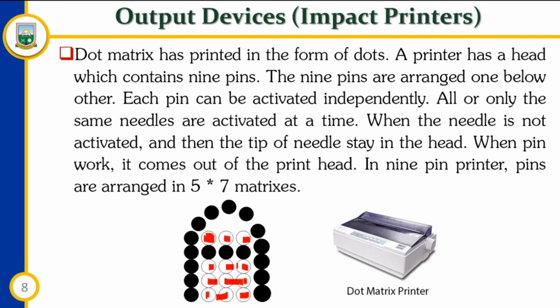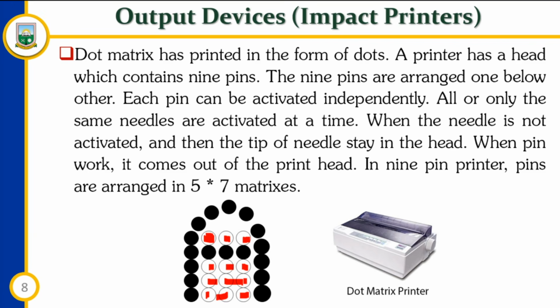Now the dot matrix printer also has some advantages. The first advantage of the dot matrix printer is that it's able to print outputs in the form of dots, and because of that, it can print any shape of character. This allows this special type of printer to print special characters, charts, and also graphs.